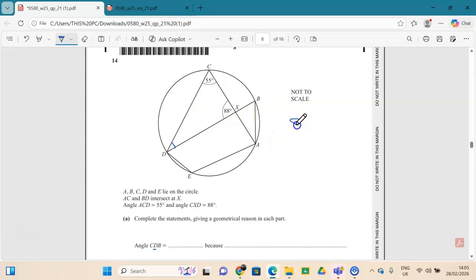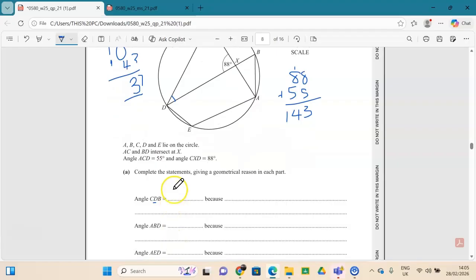So let's quickly add 88 to 55. We quickly do that: 13, then 1, 9, and 9 plus 5 will give us 143. So let's quickly take 143 away from 180. Remember, we are working with our calculator. We are left with 37, and 37 degrees is what we are looking for. So we can say that this is 37 degrees.